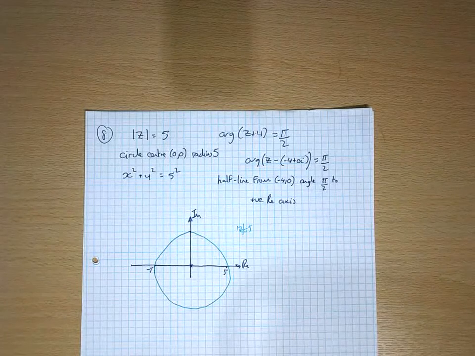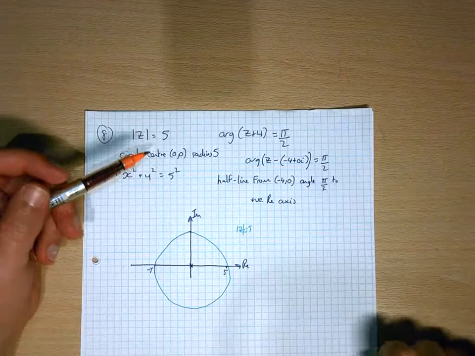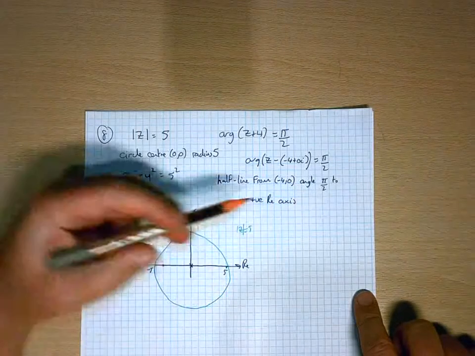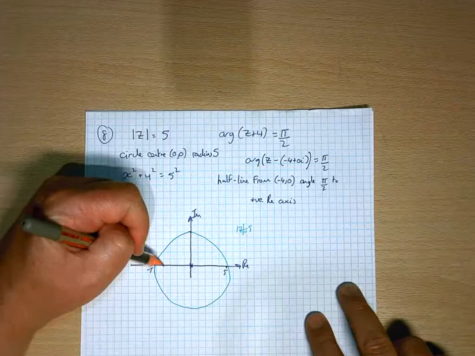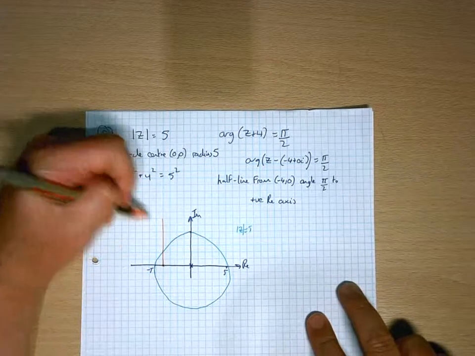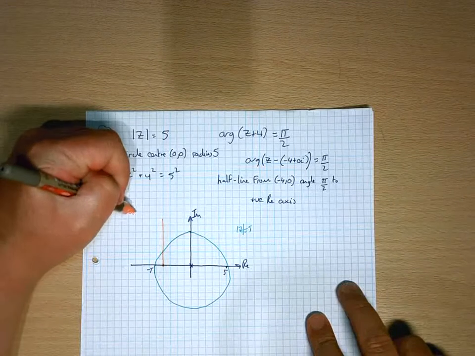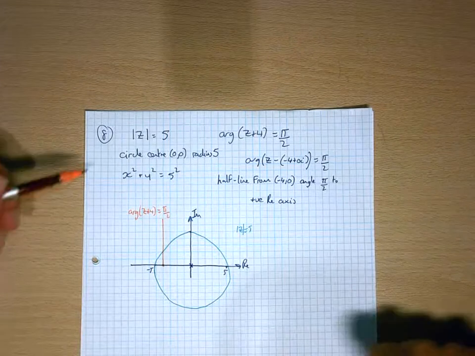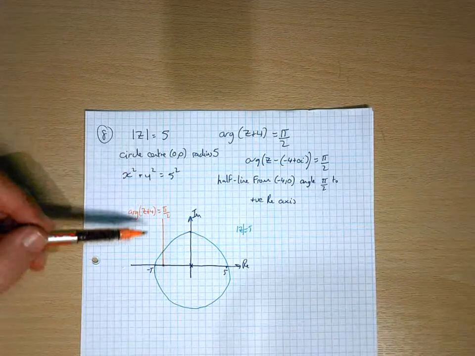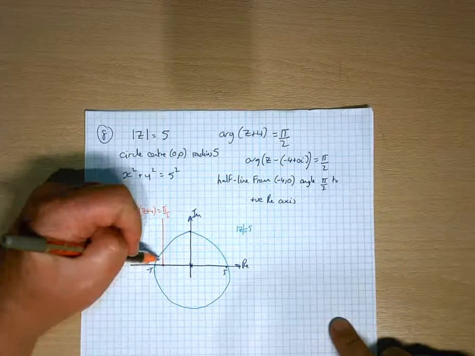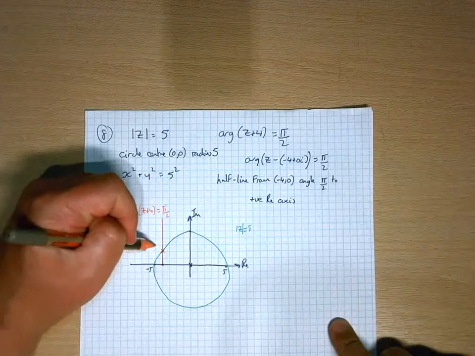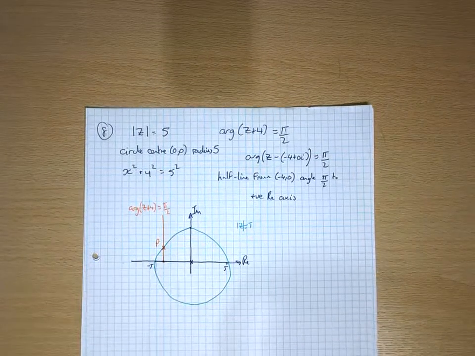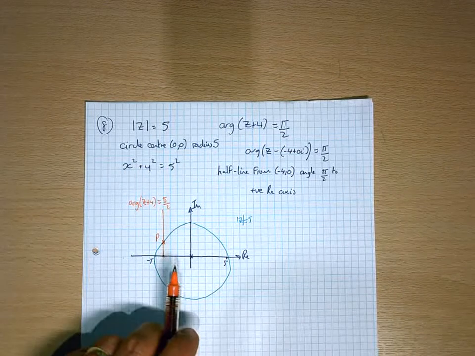And then my other loci is this half line from minus 4, 0, and an angle of pi by 2. Well, pi by 2 is 90 degrees. So that orange line there is arg z plus 4 equals pi by 2. And what we're trying to do is find the value of z, the complex number that satisfies both of those loci. Well, that's going to occur there and only there. Alright, so to actually find out the complex number represented by that point, because it's just a sketch, we can't read it off the diagram.